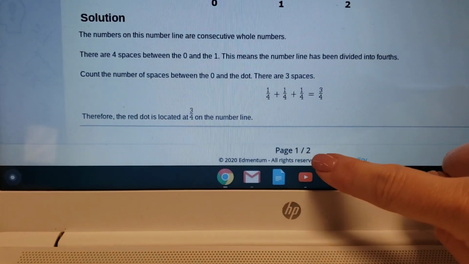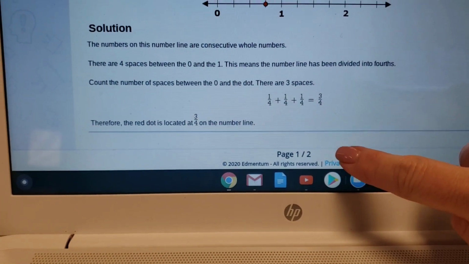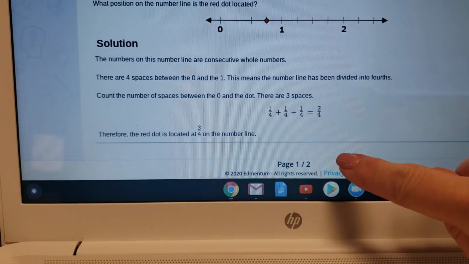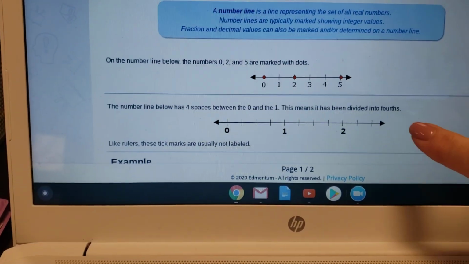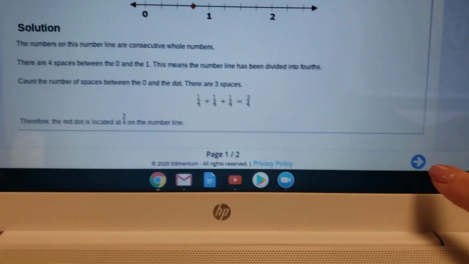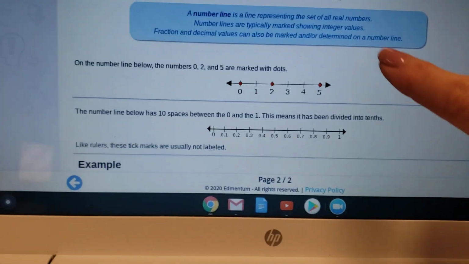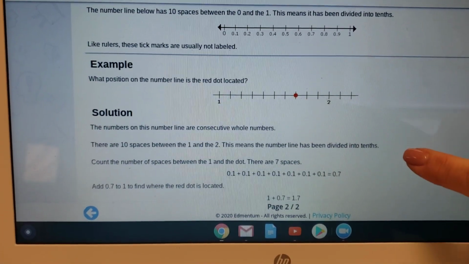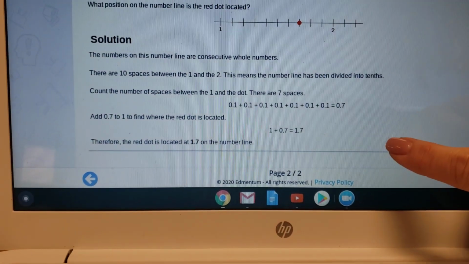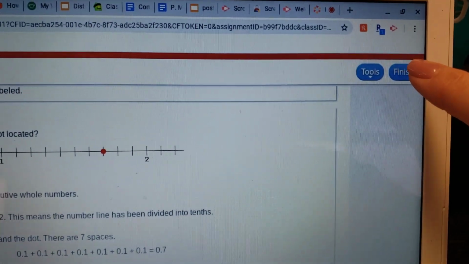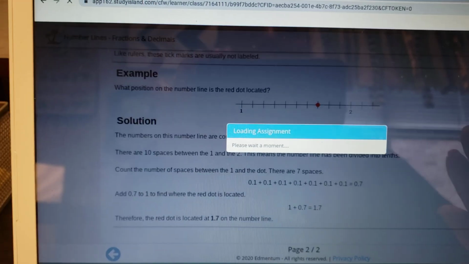At the bottom, you can see this is page 1 out of 2. That fraction, 1/2, means 1 out of 2. It means there's 2 pages of the lesson. You've completed the first one. Once you get to the bottom, you click this little arrow. It'll take you to your next page. Looky there. Then it talks about more information for number lines, more examples, and then you'll click Finish. That does not mean you are done with this complete assignment.